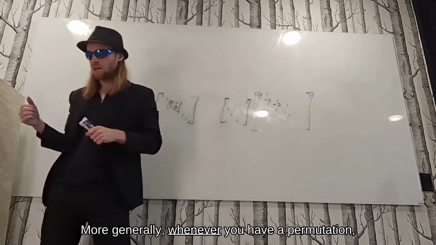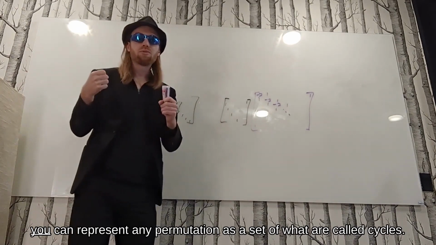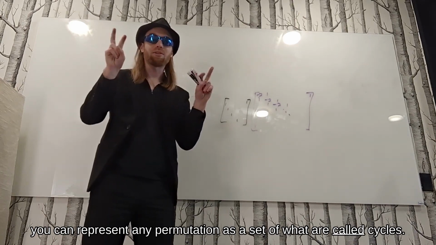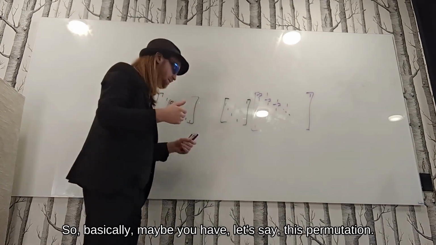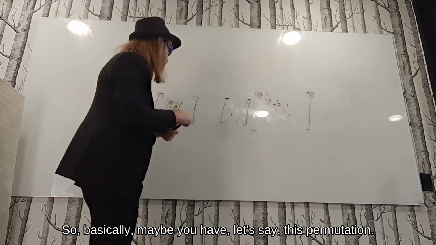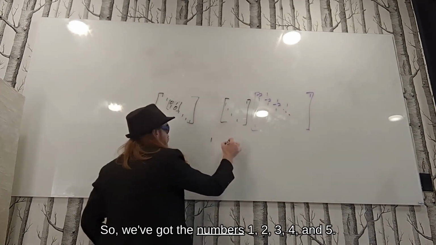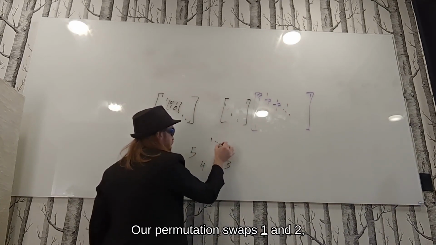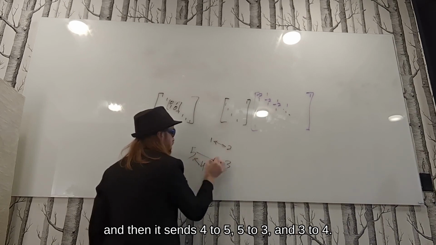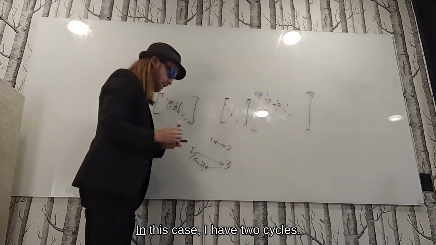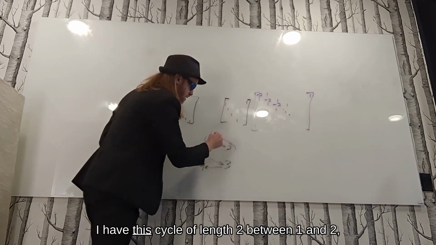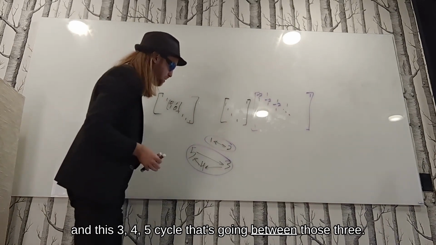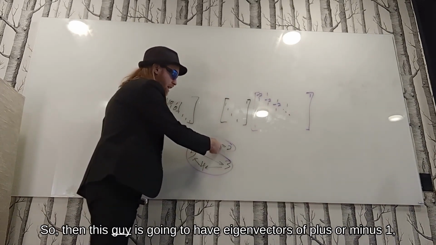More generally, whenever you have a permutation, you can represent any permutation as a set of what are called cycles. So maybe you have, let's say, this permutation. We've got the numbers 1, 2, 3, 4, and 5. Our permutation swaps 1 and 2, and then it sends 4 to 5, 5 to 3, and 3 to 4. In this case, I have two cycles. I have this cycle of length 2 between 1 and 2, and this 3, 4, 5 cycle that's going between those three.